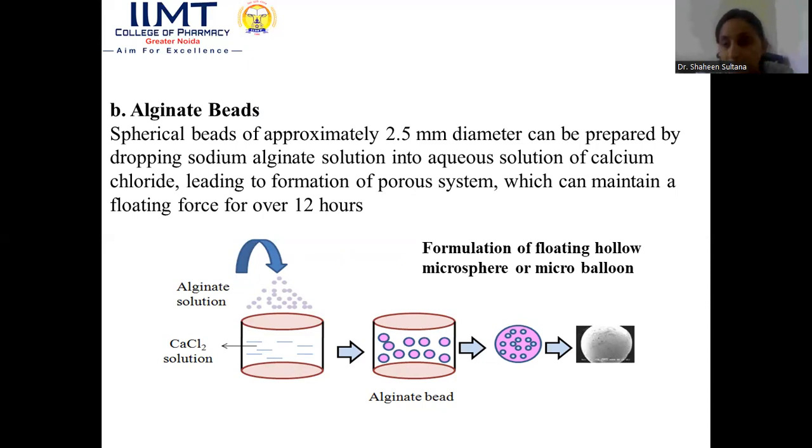So here you can see in the diagram the alginate solution. It was dropped into the calcium chloride solution. It resulted in the formation of alginate beads, or alginate microspheres, with the evaporation of the internal solvent, which results in the formation of porous microspheres or microballoons that provide sustained drug delivery for over 12 hours.